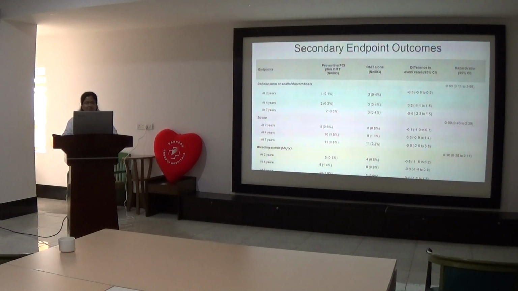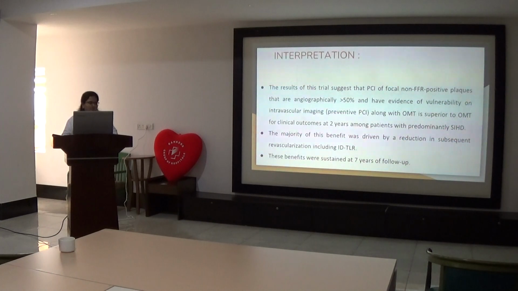Different extent of stent thrombosis, not a major difference. Stroke also, whenever dual antiplatelets are used, so not a big difference. Bleeding events also nearly the same. So secondary endpoint outcomes had no specific outlier in this. The interpretation they had given was that the result of this trial suggests that PCI of focal non-FFR positive lesions that are angiographically more than 50% stenosis and have evidence of vulnerability on intravascular imaging, along with OMT, is superior to OMT for clinical outcomes at 2 years among patients with predominantly stable IHD.